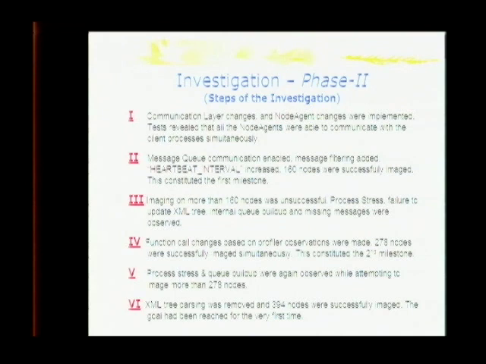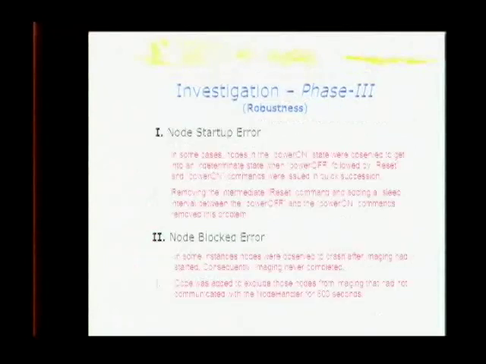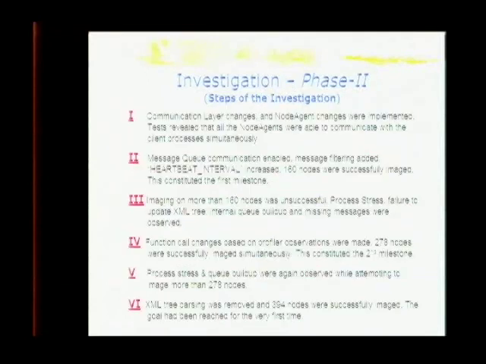The last stage, when I removed the XML tree parsing, I was able to image 394 nodes. The rest of the nodes I couldn't image because those nodes had hardware problems. So this ended phase 2, and the version that was developed at this phase is the base experimental version.